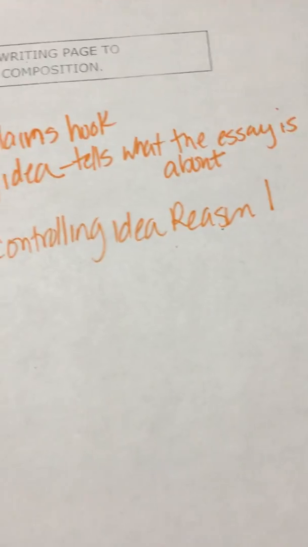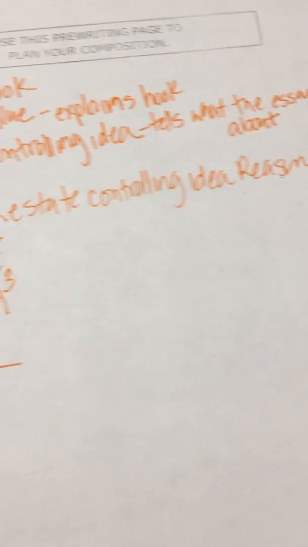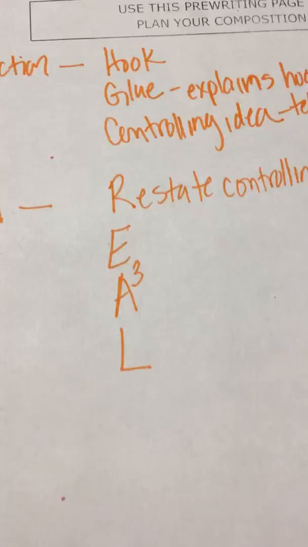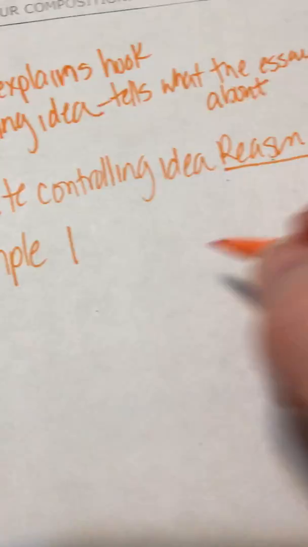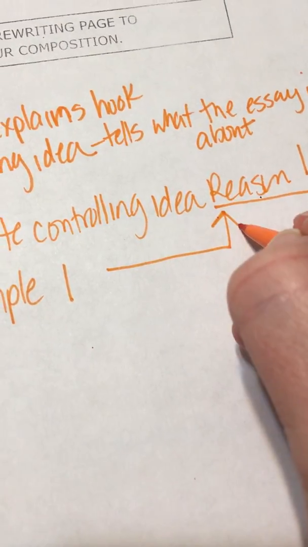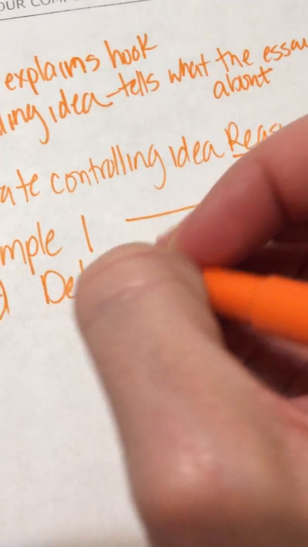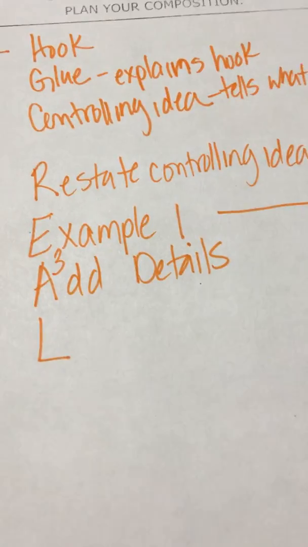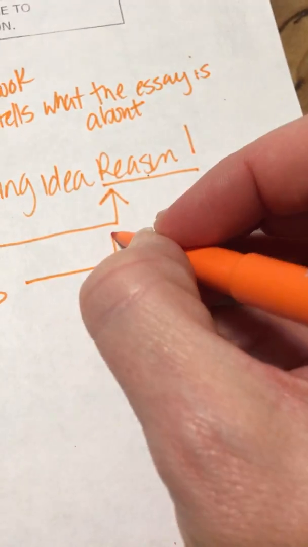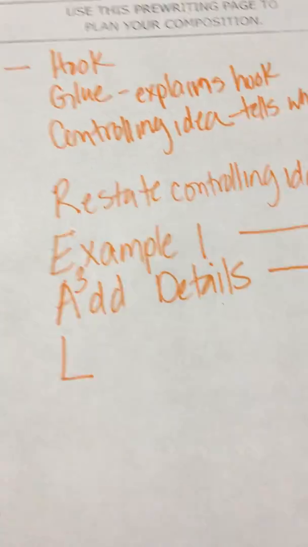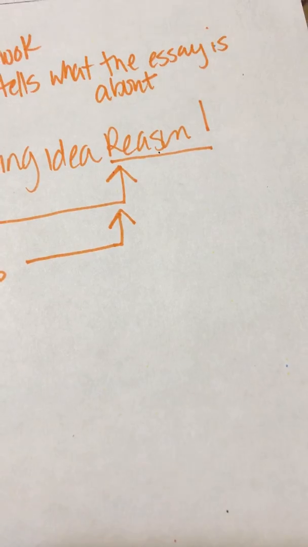Okay, so I'm taking that controlling idea now and I'm breaking it apart. I'm only going to talk about reason 1 in my first body paragraph. And then I'm going to use my example 1 from help to prove reason 1. Okay, then I'm going to add details, at least 3 good details that are relevant to my example and to reason 1. Okay, so my details can't be just about anything. They have to be about my example and how they relate to my reason 1.